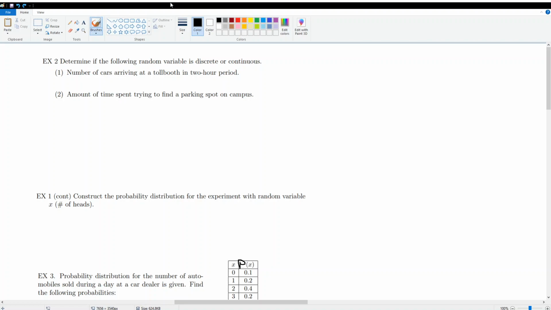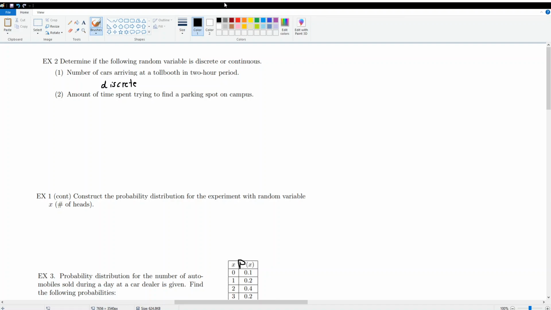All right, our first one, number of cars arriving at a toll booth in a 2-hour period. In this case, that'll be discrete. And the reason why is we have a finite number of cars. You're not going to have half of a car arriving. If you have half of a car arriving, the question is not how many cars are here, but what happened to that car? So we've got a finite number of cars, finite number of values, discrete.